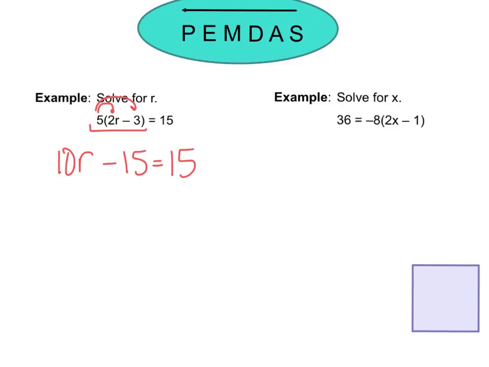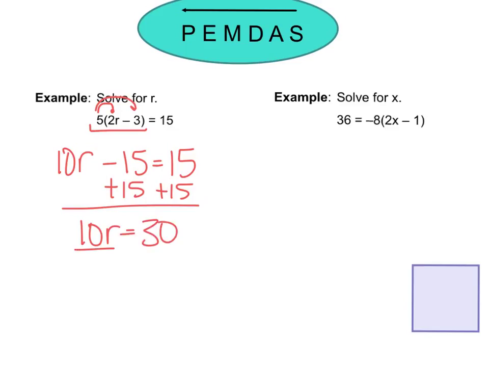And now that I distributed that, I have something that I'm used to seeing once again. And so next we ask ourselves, do we have like terms to combine? No. Get variable on a side by itself, okay? Now undo that addition or subtraction. So let's add 15 to both sides. We're left with 10r equals 30. And finally undo that multiplication. So divide by 10, r equals 3. And so with distributive property, when you see it, I suggest distributing first, and then you can solve like normal, which is really nice because we've already perfected that.